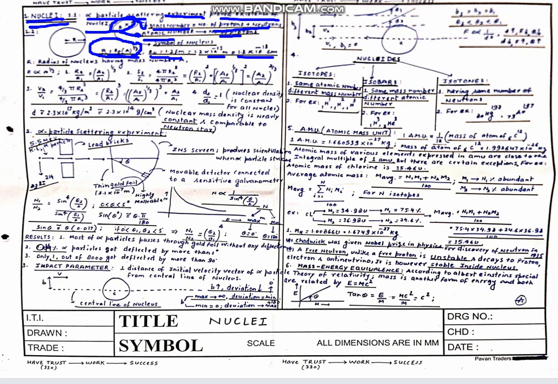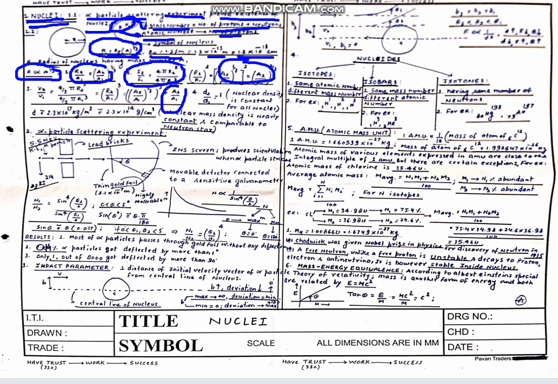Then radius of nucleus having mass number N is proportional to N raised to power 1 by 3. So R1 by R2 is N1 by N2 raised to power 1 by 3. If we take the ratio of surface area, it's going to be the square of the radius, so power 2 by 3. For volume, it's going to be A2 by A1.